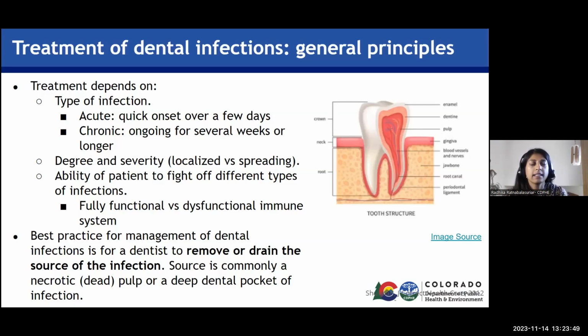And the last thing we look at and consider is the ability of the patient to fight off different types of infections. Are they with a fully functioning immune system, or do they have a weakened immune response? And part of this is going to include what is their follow-up for dental care that is definitive. The best practice for management of dental infections is for a dentist to remove or drain the source of infection. And the source is commonly a necrotic or dead pulp of infection, or a deep dental pocket of infection.